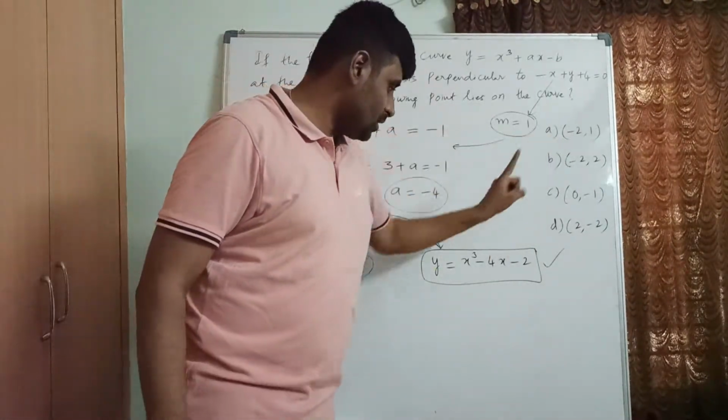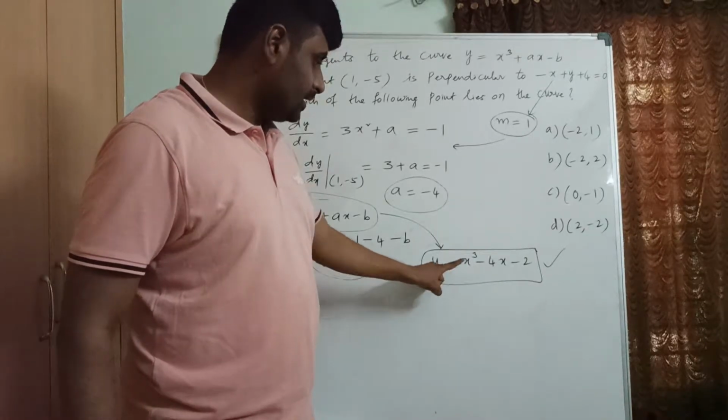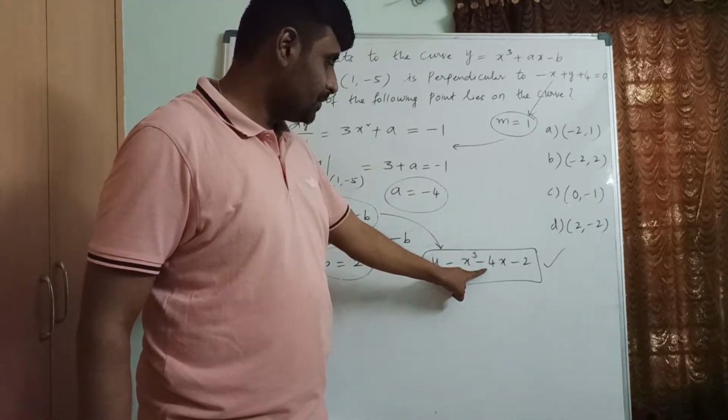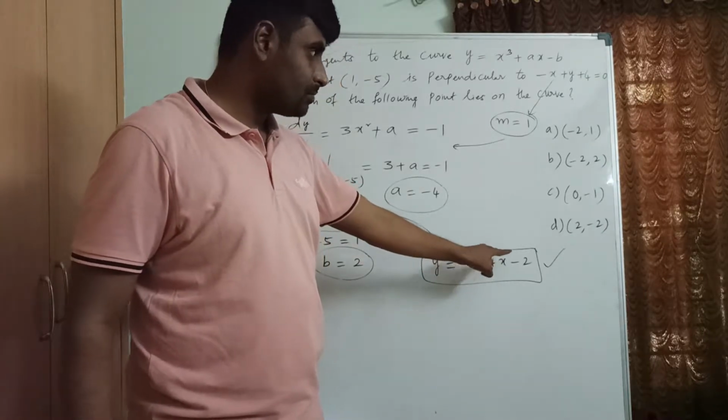Can I put (minus 2, 1) here? Here 1. Here minus 2 cube, minus 8 plus 6, minus 2, minus 4. Okay, it's not correct.